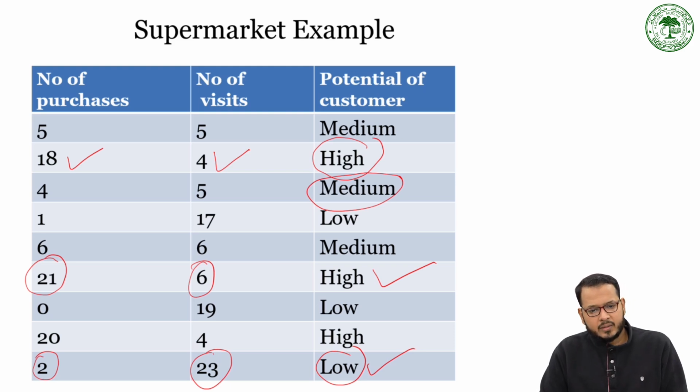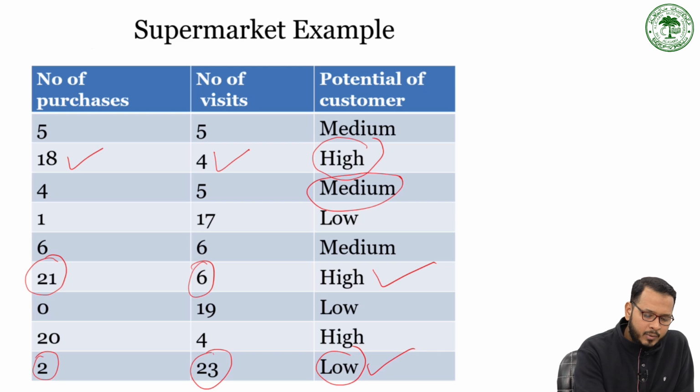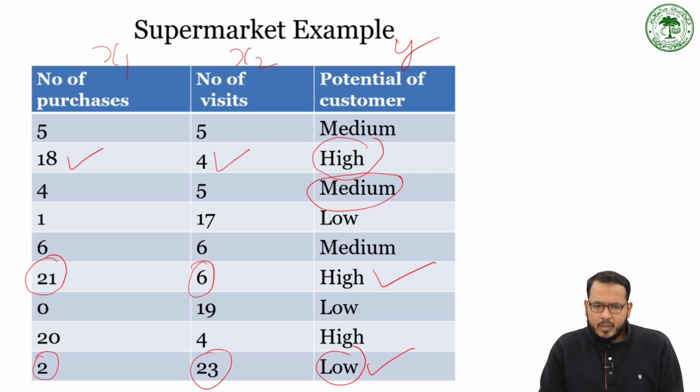So technically, it is supervised learning data, more specifically classification data, because we have a number of independent variables here, and then we have the dependent variable, that is y.